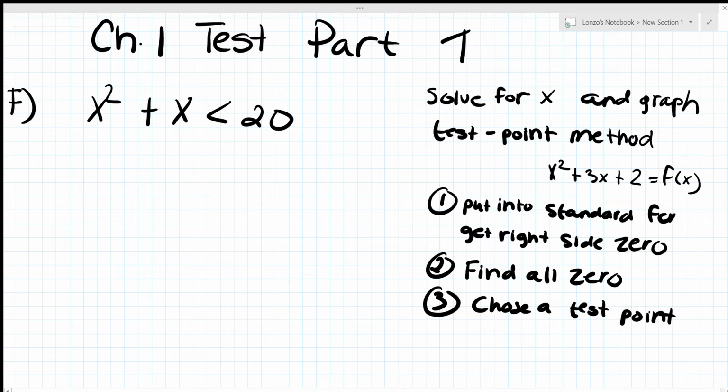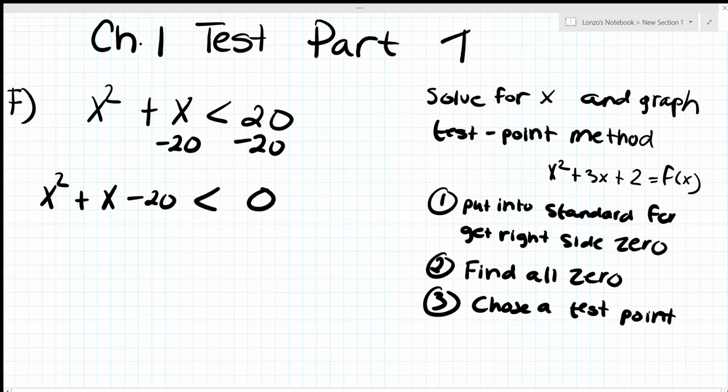Okay, so let's see here. The first step is I have to get rid of this negative 20, move it to the left, because we want this to be 0. So it's going to be x squared plus x minus 20, and I have to put it in order, from highest degree to lowest. This is 2, this is 1, and the negative 20 has a 0 degree. And then it's less than, this cancels, so you're left with 0.